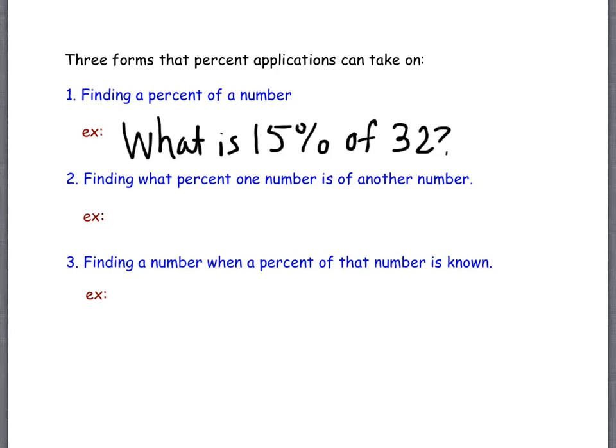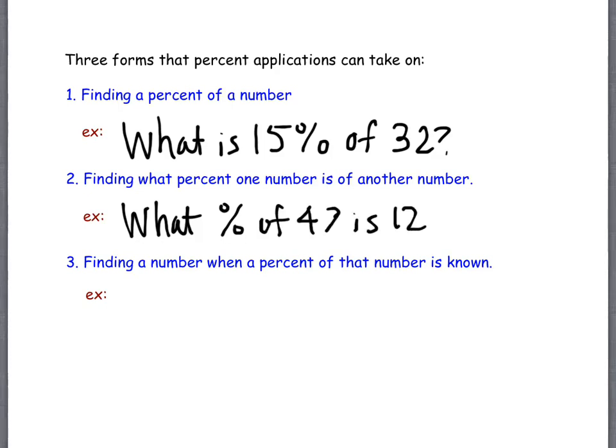The second one is finding what percent one number is of another one. So this one looks something like that. What percent of 47 is 12? Getting carried away with my percents there. What percent of 47 is 12? Okay, so you're given two numbers and you're actually looking for the percent in this one, right?